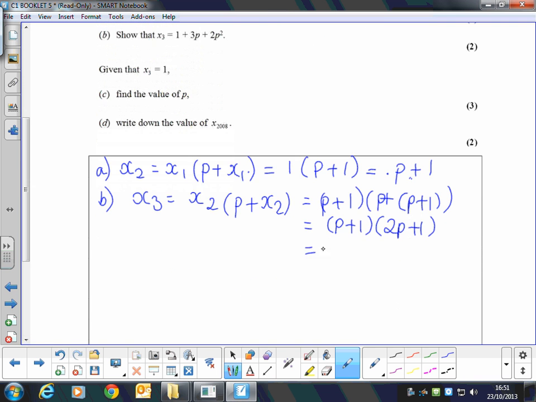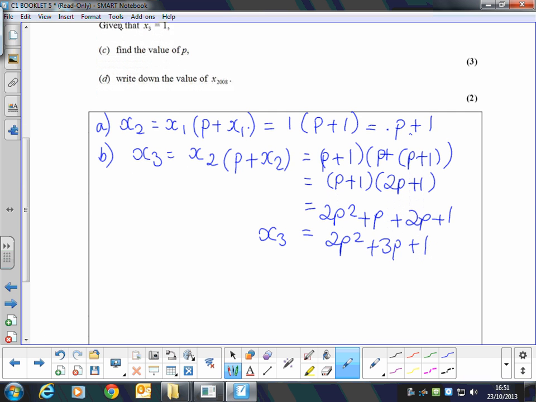Now I can expand this, so I've got p squared, p multiplied by 2p, so I get 2p squared, p multiplied by 1, which is p, 1 multiplied by 2p, which is 2p, and then 1 multiplied by 1, which is 1. And then I can collect like terms, so I've got p plus 2p, which is 3p, plus the 1. So I've got x3 is equal to 2p squared plus 3p plus 1, which is what I was required to get.